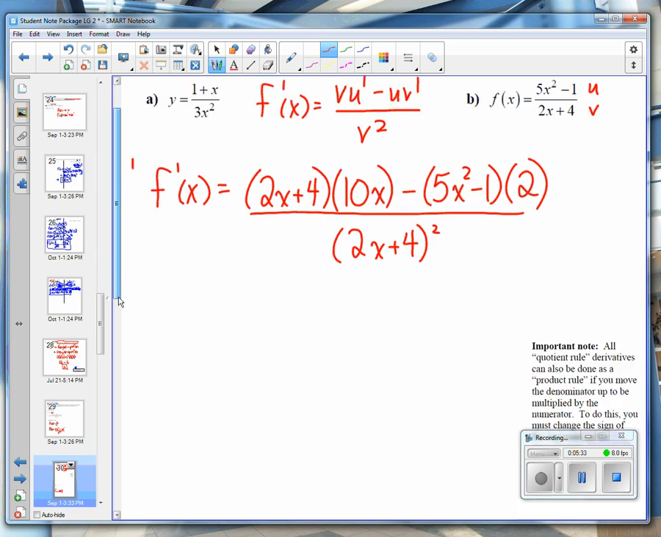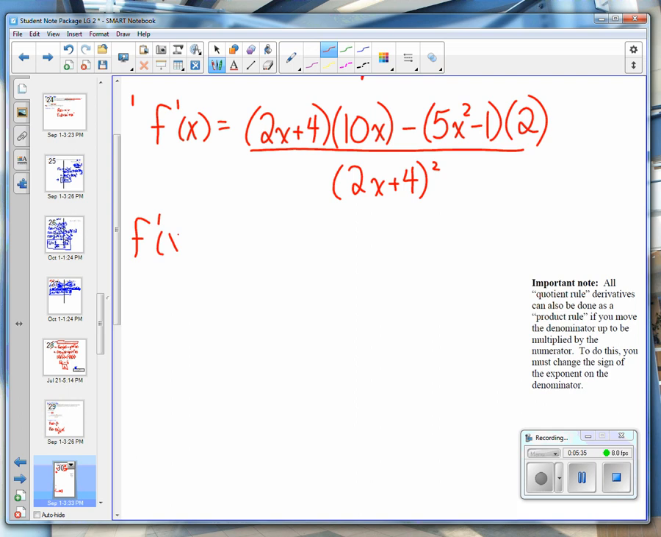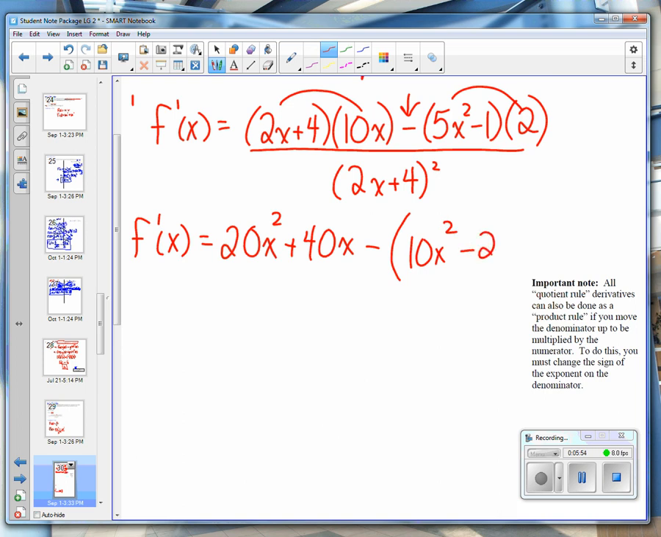Now simplify, kind of like repeating the steps over and over again. So expand and simplify. So we've got 2x times 10x, 20x squared, then we were going to have plus 40x. And then again, be very careful, please, please, with that sign. Okay, draw your bracket if you need to. 5x squared, so that's going to be 10x squared minus 2, all divided by 2x plus 4 squared.